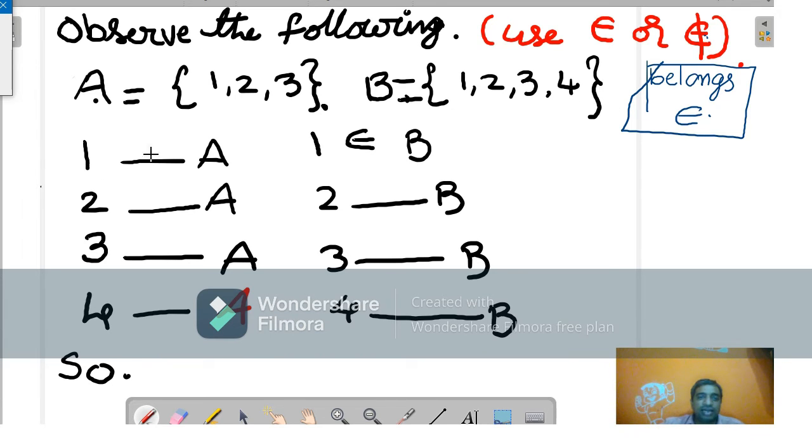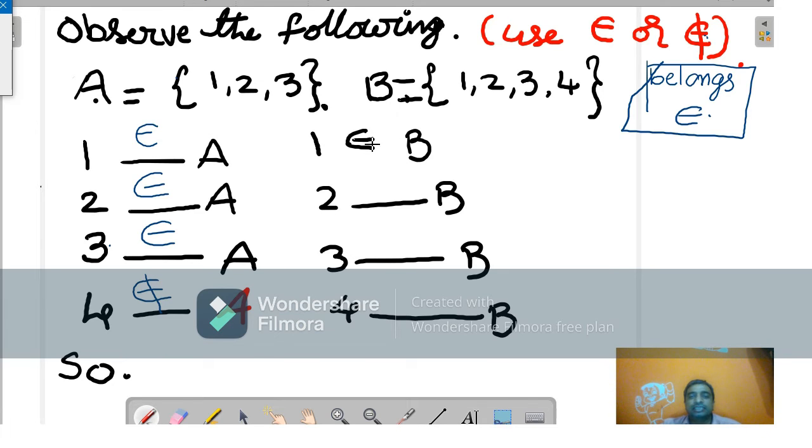See, 1 is an element which is present in A, so we should use belongs here. 2 is also present in A, so here also we use belongs. 3 is also present in A, so 3 belongs to A. Is 4 present in A? No, it is not there. So here we should write 4 does not belong to A.